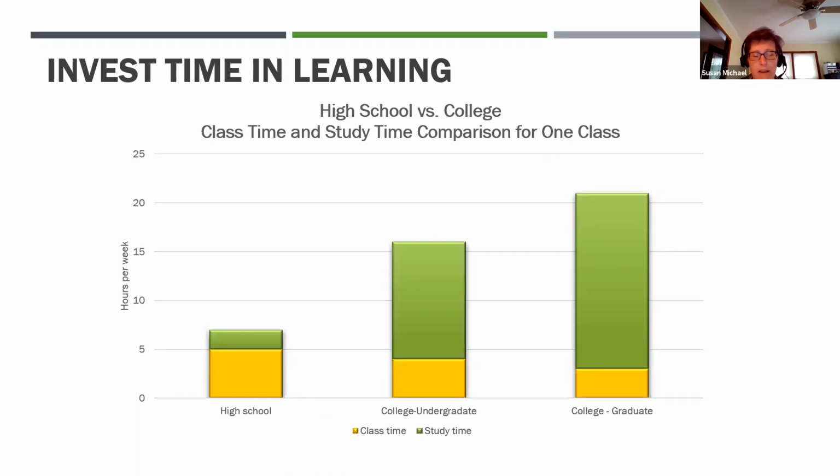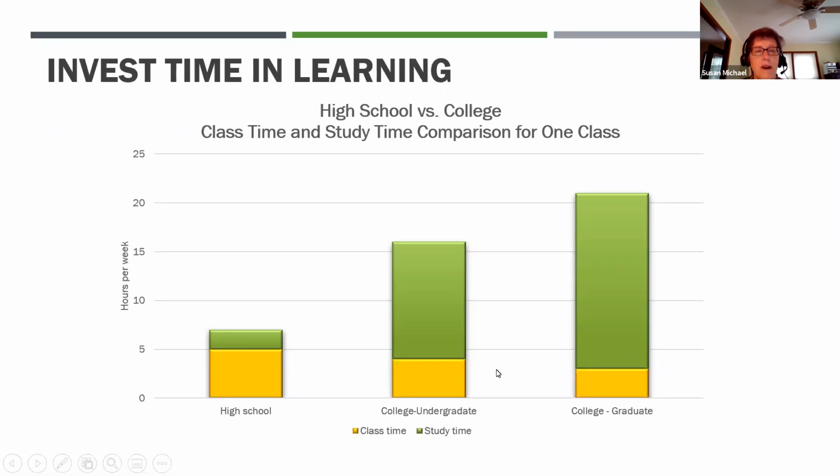So getting into the second topic of time investment. In order to learn anything well, you have to be willing and able to invest time in it. This chart shows a rough comparison of class time and study time expectations for students at the high school, undergraduate, and then graduate levels. Class time is shown in yellow, and study time, personal study time, is shown in green.